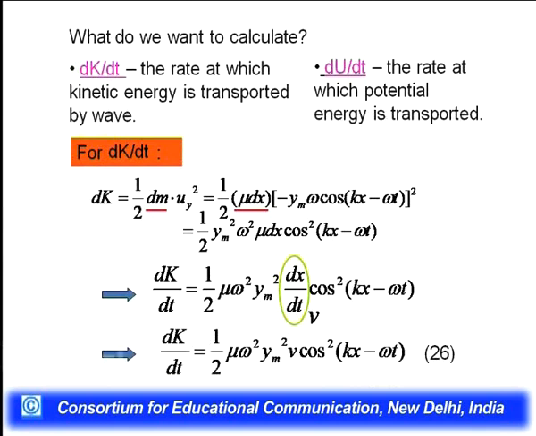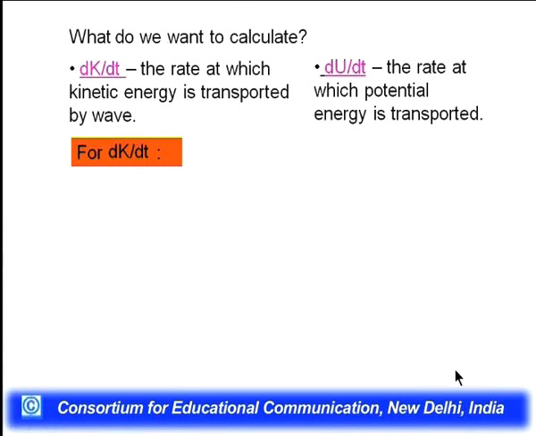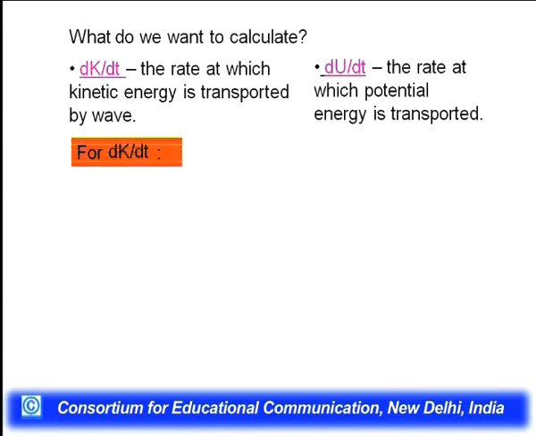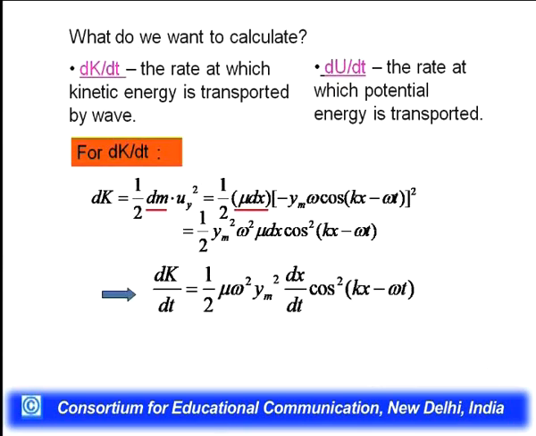how we calculate the rate at which the kinetic energy is transported and the rate at which the potential energy is transported. Kinetic energy and potential energy we will calculate for both cases as the wave moves with the velocity uy. Here dK by dt defines the rate at which kinetic energy is transported by the wave, and dU by dt is the rate at which the potential energy is transported.